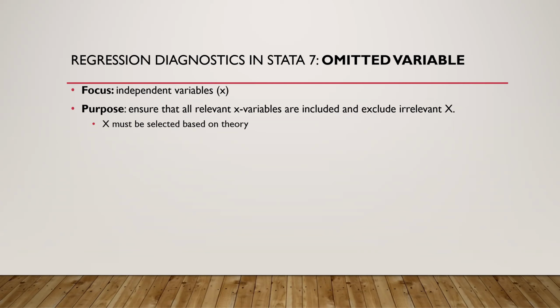The selection of X variables, that is the independent variables, must be based on theory. We should not just select any variable that we think should be included. X must affect the dependent variable. So we want to control for all relevant determinants of Y, and exclude those that are not relevant.